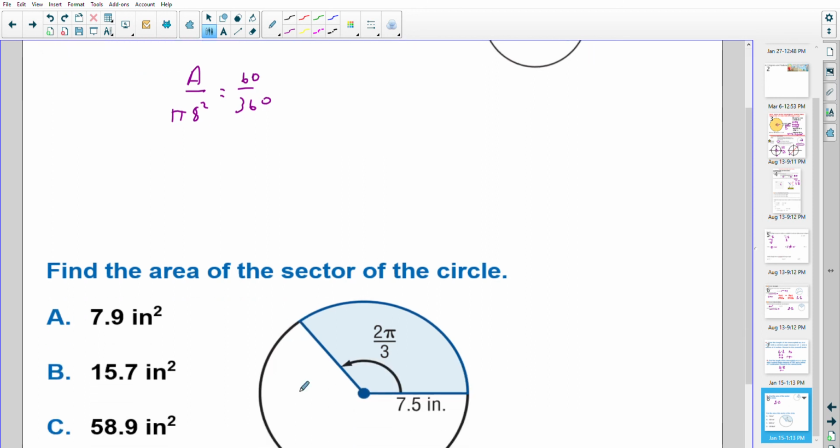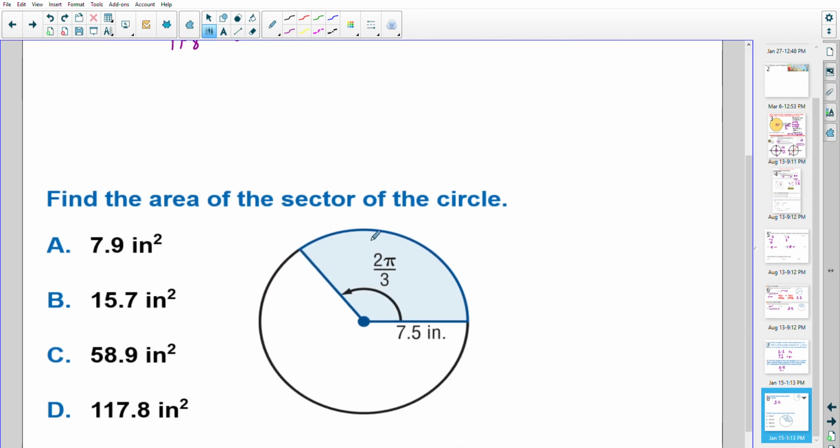The last part, finding the area of the sector. Again, similar idea. A is to pi r squared, which equals 2 pi over 3 all over 2 pi. And so that's a lesson on how to find the arc length and the area of the sector by using either formulas or by setting up a proportion.